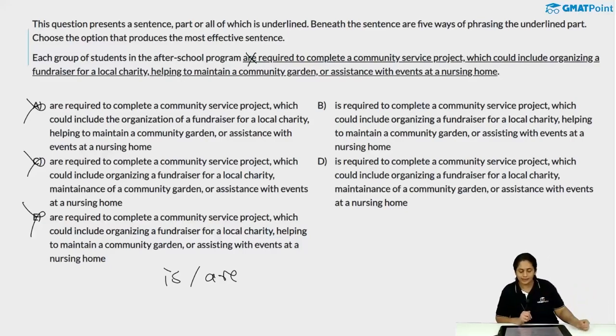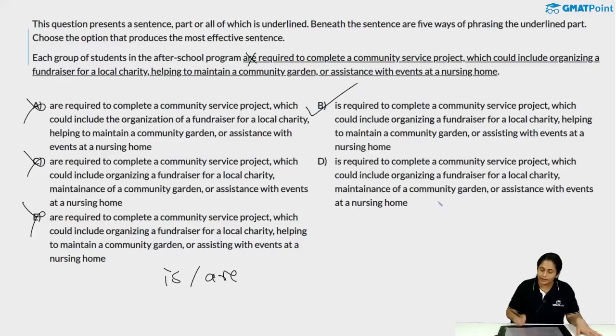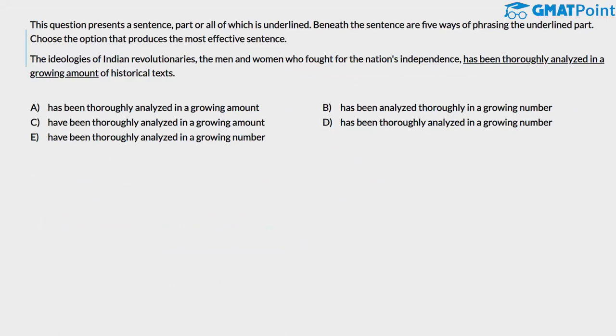Now we come to the list as such. In option D, we have the gerund form of the word: organizing a fundraiser, helping to maintain a community garden, assisting with events. And in the case of option D, you have organizing, but the others are not: maintaining and assistance. They are in a different noun form as such. So because there is no parallel structure in the list as such, option B is correct. Option D has a parallelism error. So the correct option to choose is option B.